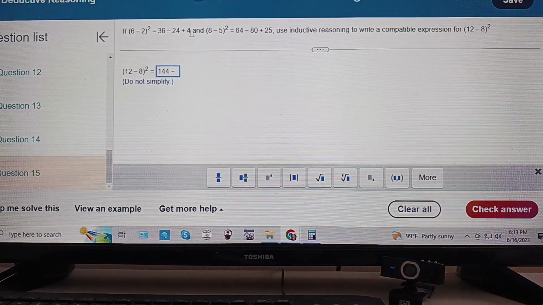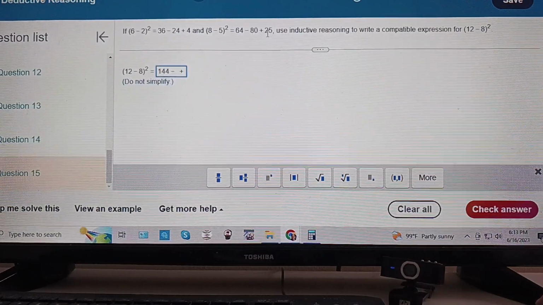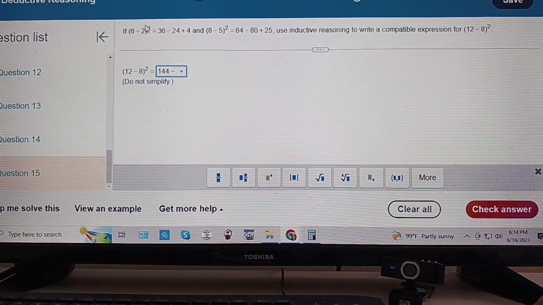Okay, and then there's a plus in the back because anything squared is positive. So if you do 6 squared, you get positive 36. And even if you do negative 2 squared, that's still positive 4. 8 squared is 64. Negative 5 squared is positive 25. So 12 squared is 144. Negative 8 squared is positive 64. So I got 2 of the 3 answers at least. The only hard part is how do you get this middle one?